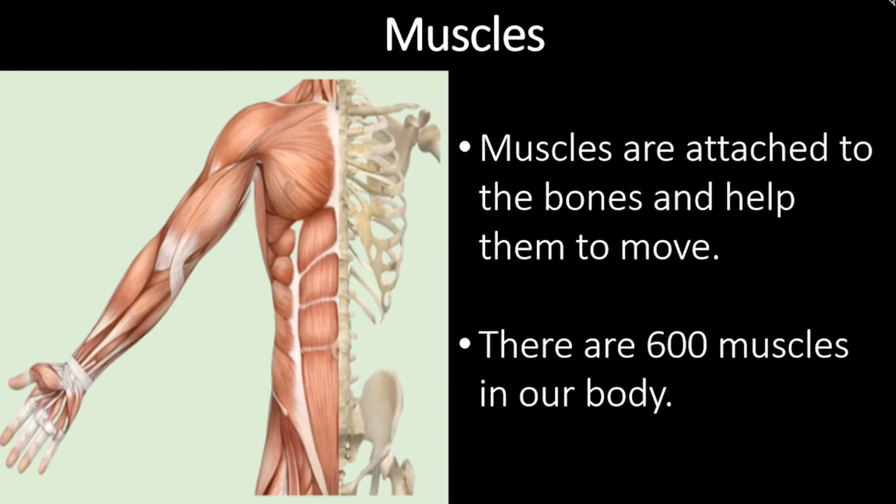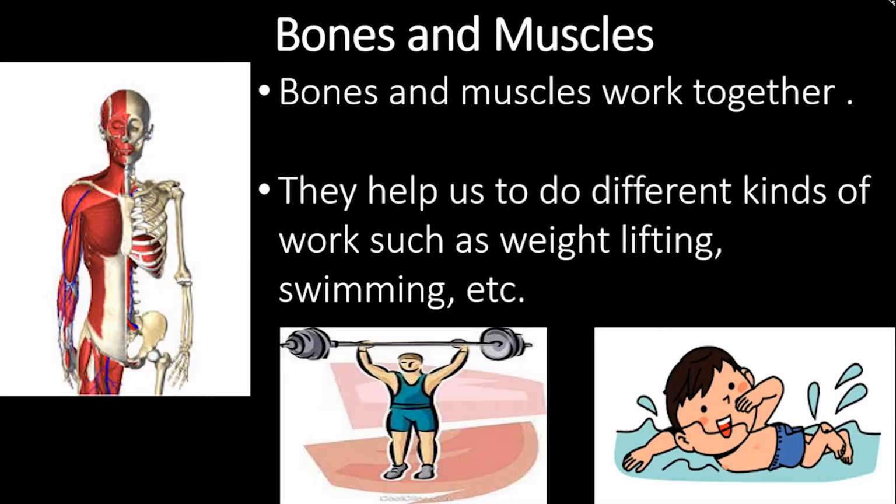Now, muscles are attached to the bones and help them to move. There are 600 different types of muscles in our body. As you can see that the muscles are attached to the bones. So, muscles and bones together they do many things. As you can see, it's written here also. See, bones and muscles work together. They help us to do different kinds of work such as weightlifting, swimming, etc. So bones and muscles perform the work together.